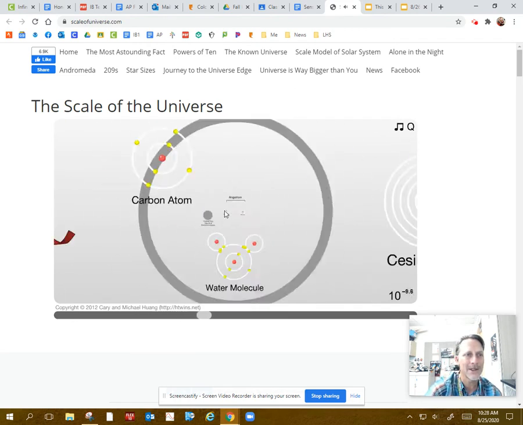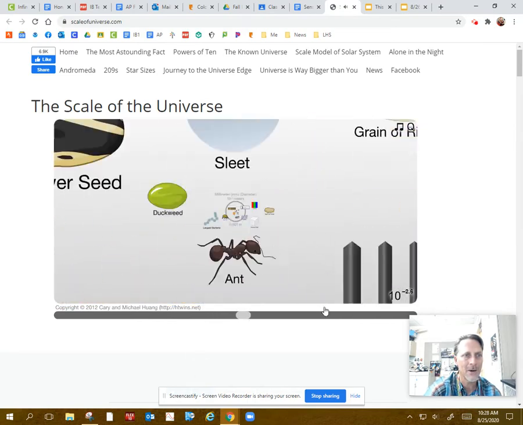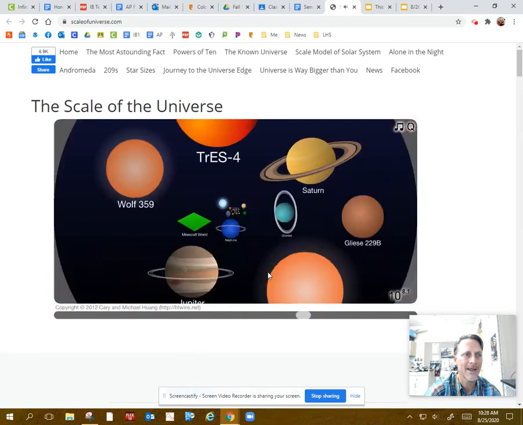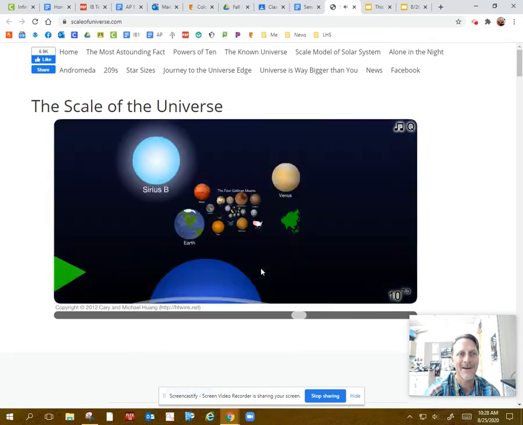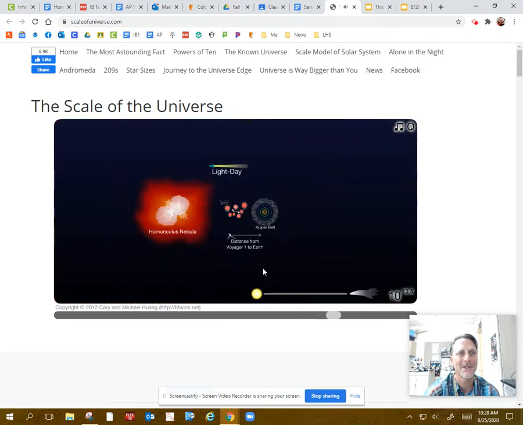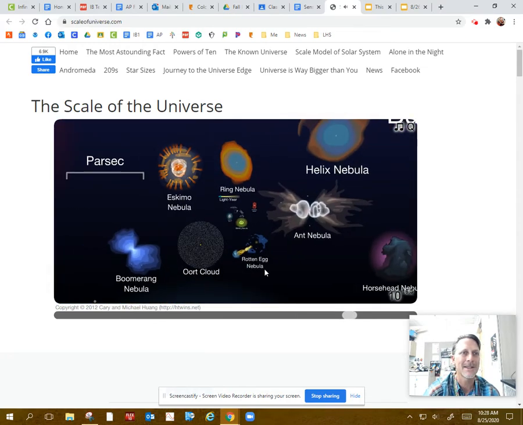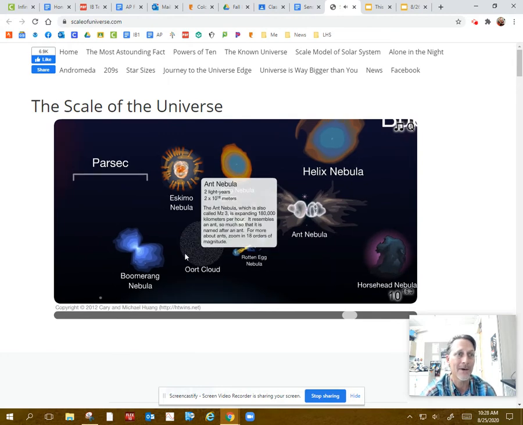And I can go in the opposite direction and get into the bigger world too, and go all the way up here to objects like, here we are, California's on there. Go further up here, different stars. Okay, getting up into some of the Ant Nebula. I want to find out about that. Oh, it's about 2 times 10 to the 16 meters wide.